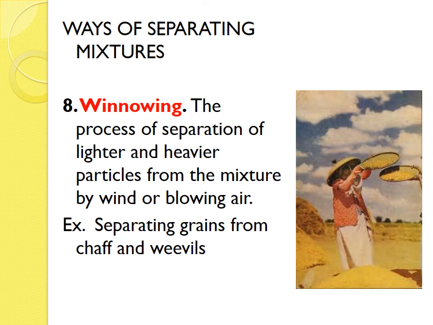The next way of separating mixtures is through winnowing, the process of separating lighter and heavier particles from the mixture by wind or blowing air. An example of this is separating grains from chaff and weevils, which is common in farmlands or in our barrios.